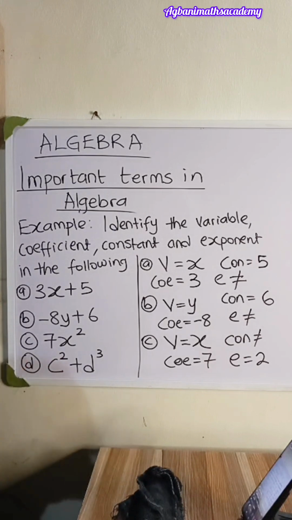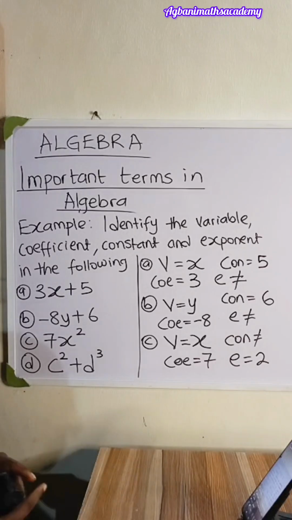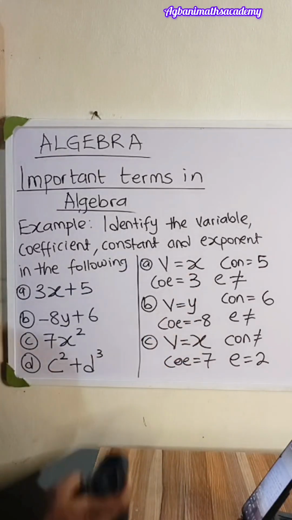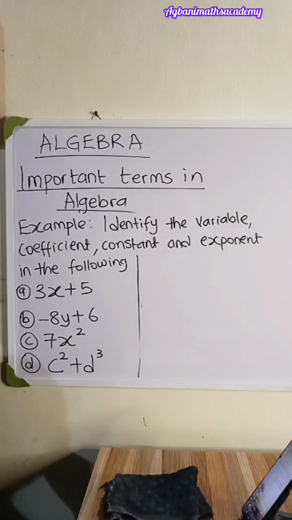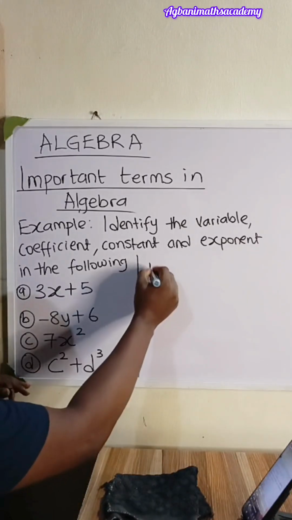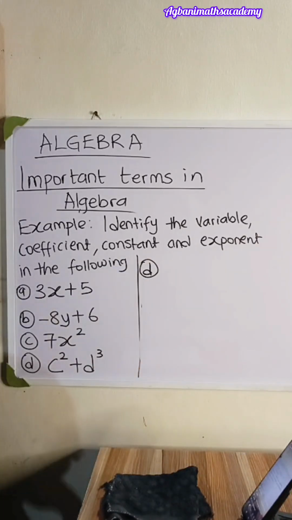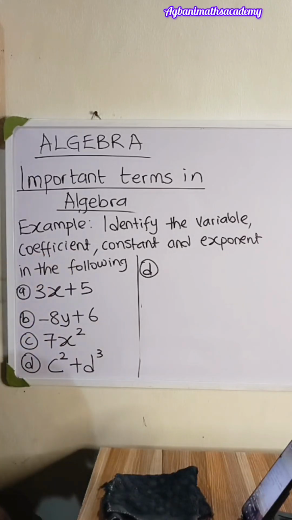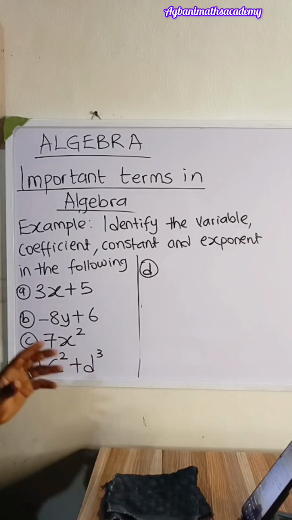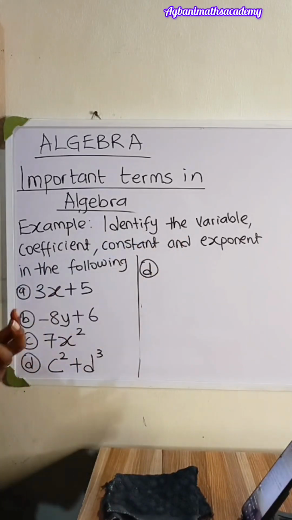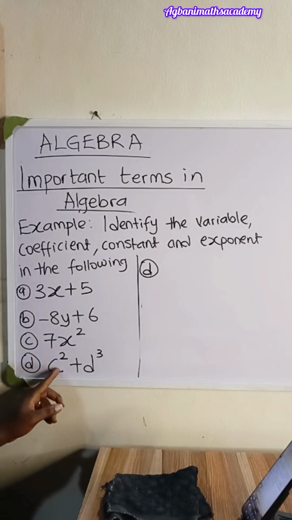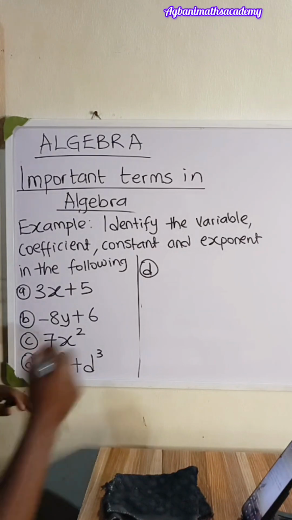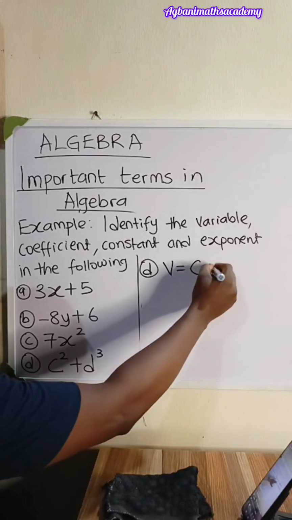Now let's look at D. D is a little bit different. So I'm going to wipe this so I will look at D. Okay, so let's look at D. So do we have a variable in question D? Remember, the variables are the alphabets, the letters. Do we have letters here? The answer is yes, because we have 2 letters, C and D. So the variables are C and D.